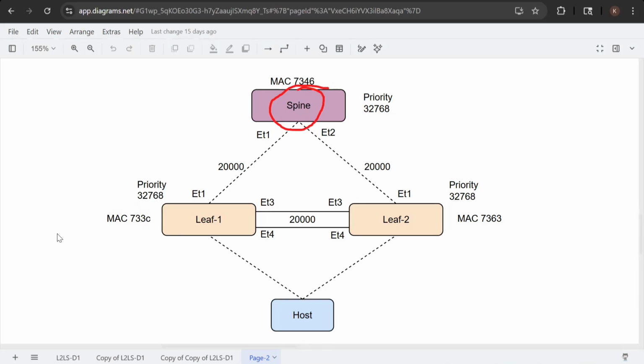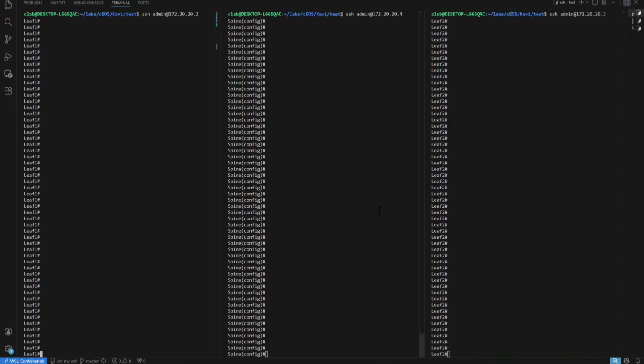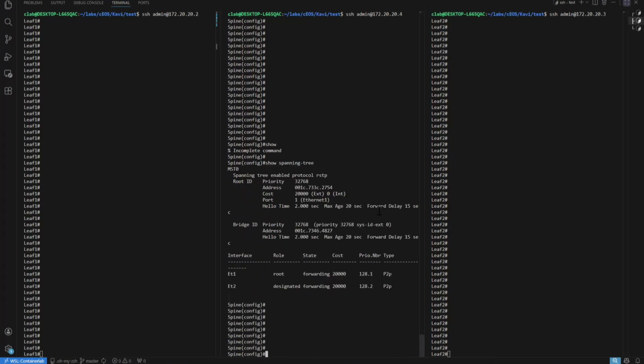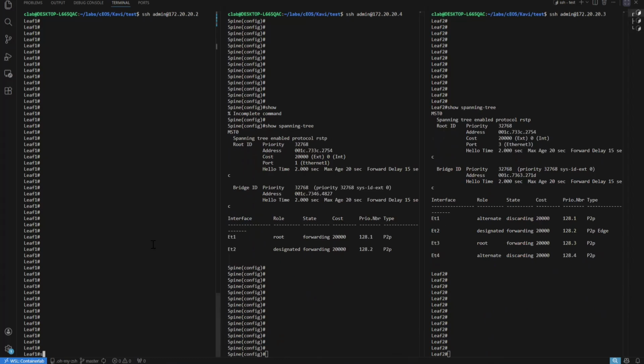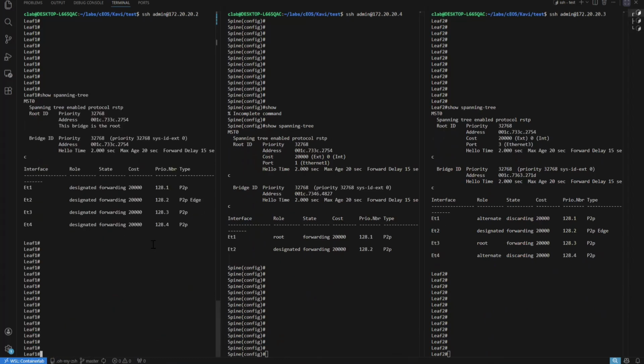Let me go to my lab. I'm using Containerlab again in all my videos. Let me show you the show spanning tree on the spine, on leaf 2, and on leaf 1. Right now, leaf 1 is the root bridge. The reason is, as you can see, all three switches have the same bridge ID, so the tiebreaker is the MAC address, and leaf 1 has the lowest MAC address. So it is the root bridge.